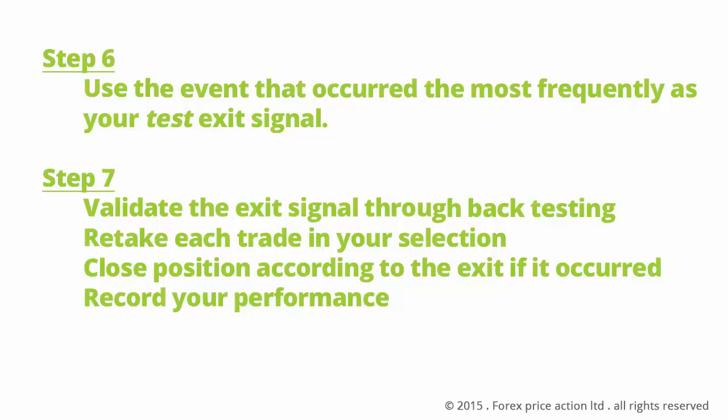Step 7. Validate your exit signal through backtesting. Go back to each trade and retake the trade with the exit signal in mind. When you see the exit signal, you have to get out of your trade. Record your new trading results. Using the example so far, I would go back and retake all the trades. I would exit the trade as soon as the London session begins.